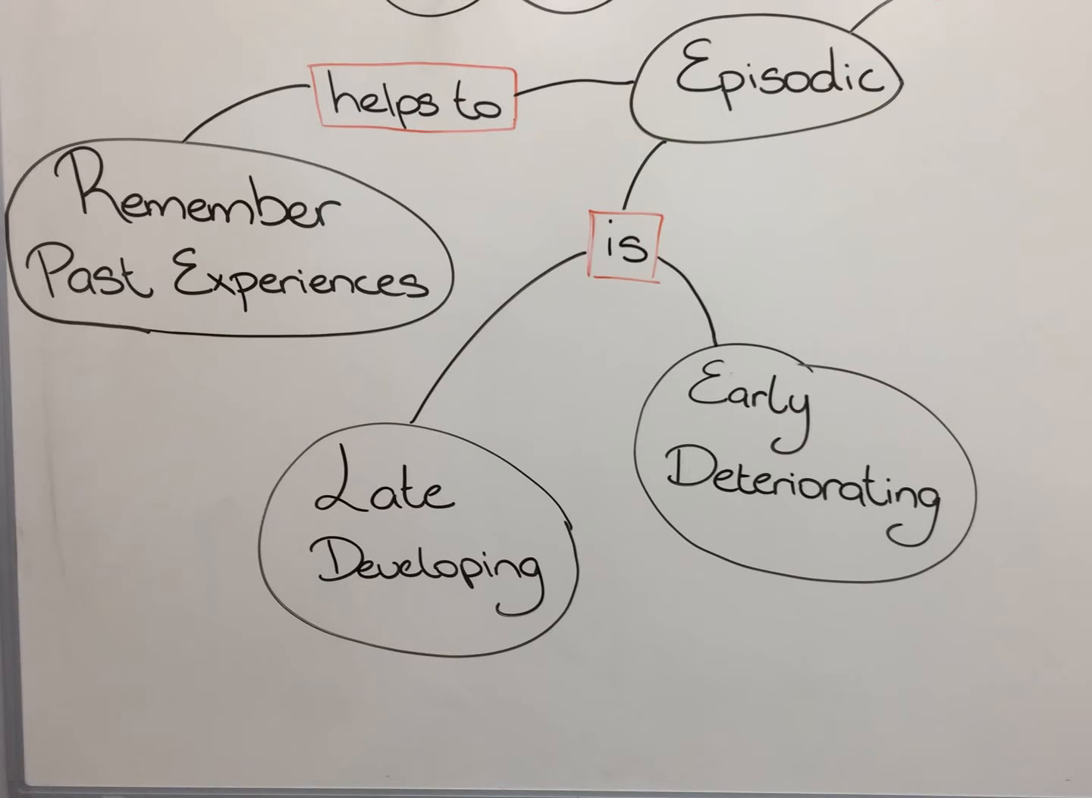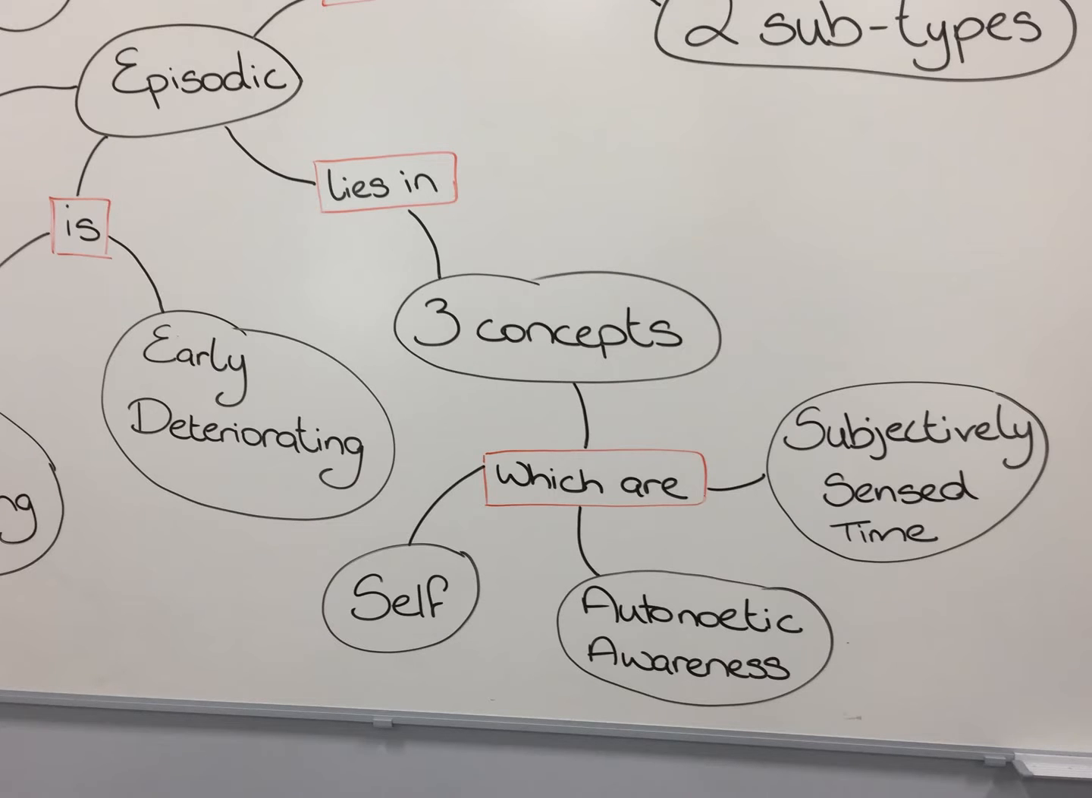Episodic memory is a late developing and early deteriorating past-orientated memory system. The essence of episodic memory lies in the conjunction of 3 concepts: self, autonoetic awareness, and subjectively sensed time, meaning it helps us to travel through subjective time from the past to the present, thus enabling us to re-experience through autonoetic awareness one's own previous experiences.